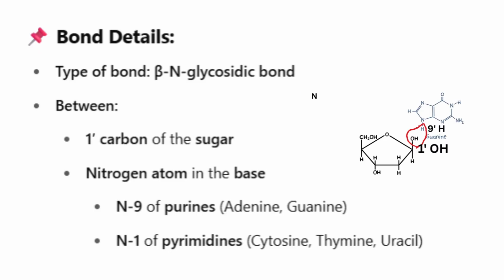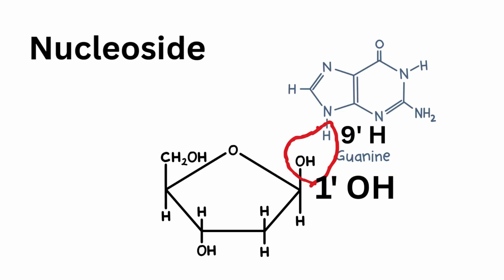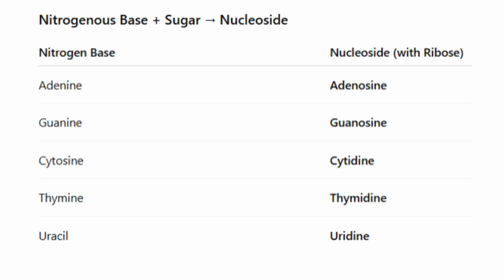Bond details. Type of bond: beta-N glycosidic bond. Between the 1' carbon of the sugar and a nitrogen atom in the base. N9 of purines, adenine and guanine. N1 of pyrimidines, cytosine, thymine, uracil.